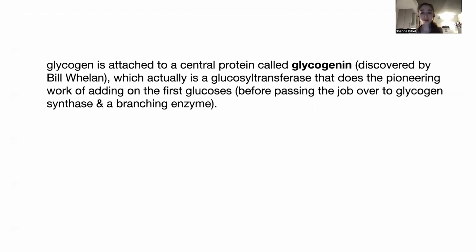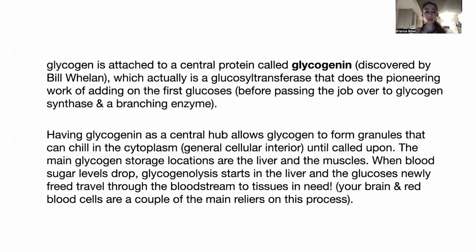This protein is like a central hub, and not only does it do that, but it's actually a glucosyltransferase. So it's one of those sugar transferases. We have these various transferases that help put sugars together in various ways. And this protein serves as a glucosyltransferase that does the pioneering work of adding the first glucoses. So it starts building this chain, and then it passes the job over to glycogen synthase and a branching enzyme. This allows glycogen to form these granules that hang out in the cytoplasm, the general interior of the cell, until they're called upon.